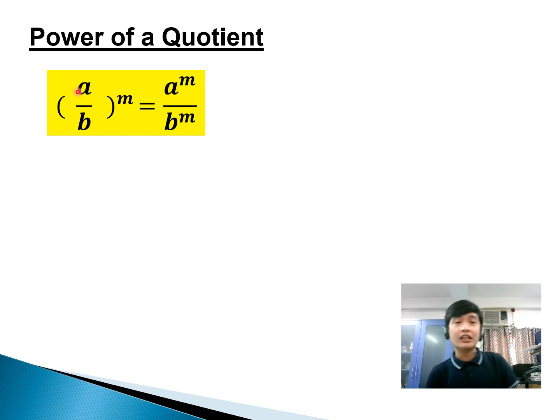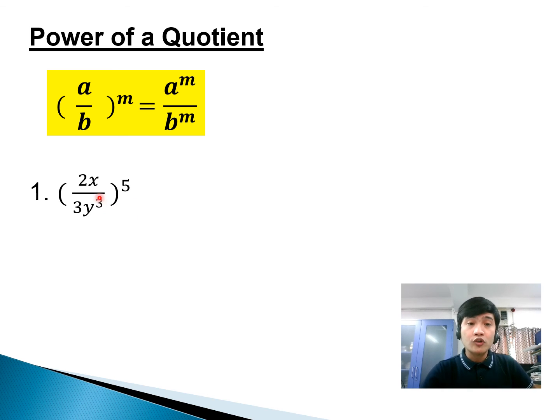So, paano natin siya i-illustrate kapag nilagay natin sa example? So, let's have number 1. So, 2x over 3y raised to the third power quantity raised to the fifth power. So, how are we going to simplify this? So, applying our pattern or rule in the power of a quotient, that is equal to 2 to the fifth power. I-distribute lang dito. Ayan. And then x to the fifth power. Ayan. Over 3 to the fifth power. Ayan. And then y raised to 3 times 5.